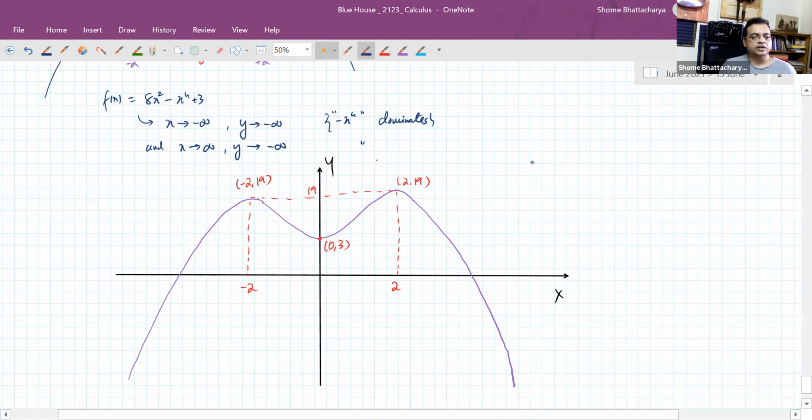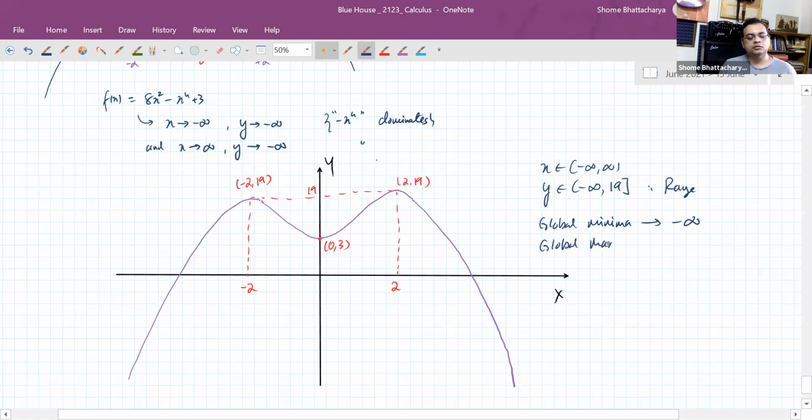Okay. So we can see that for this function, the range is from minus infinity to 19. That is the range. So the global minima tends to minus infinity. The global maxima is equal to 19. Okay.